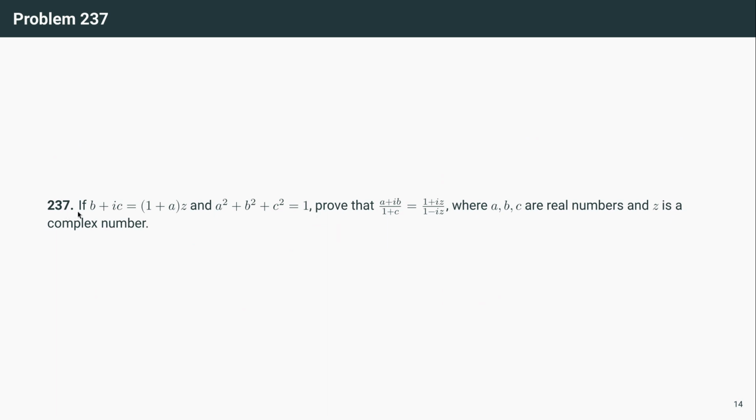Question 237 says that if z = (b + ic)/(1 + a) and a² + b² + c² = 1, prove that (a + ib)/(1 + c) = (1 + iz)/(1 - iz), where a, b, c are real numbers and z is a complex number.